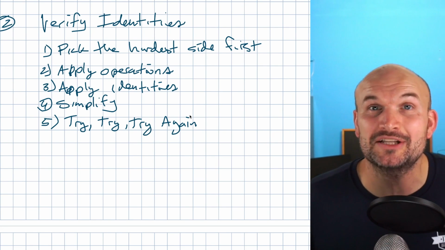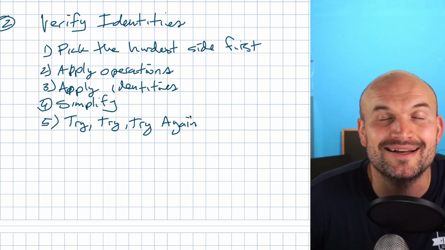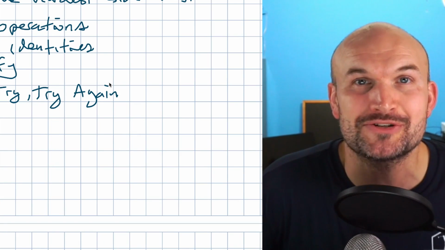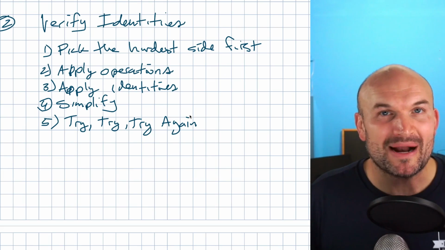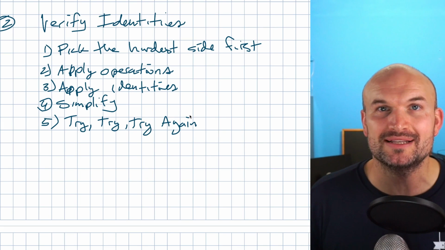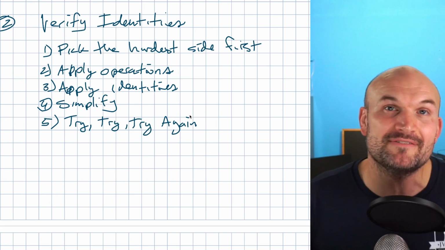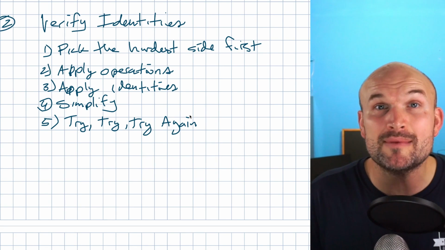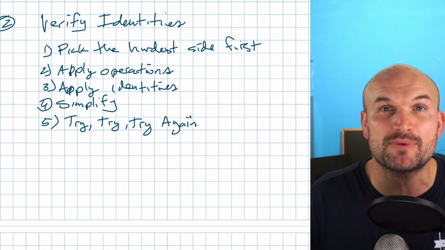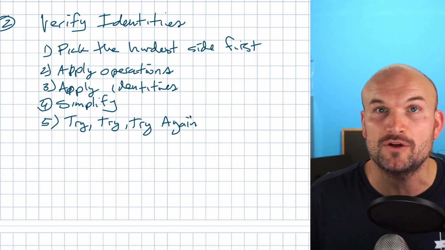Sometimes you're going to get it exactly to look like the other side, and sometimes you're not. That's why the last step is the most important: try, and try again. With more practice, you're going to get much better at this, but the main thing is to pick something and work with it. See if that identity works. See if that operation is the right operation. And remember, we can continually manipulate our expressions using different identities to get exactly the result we're looking for.